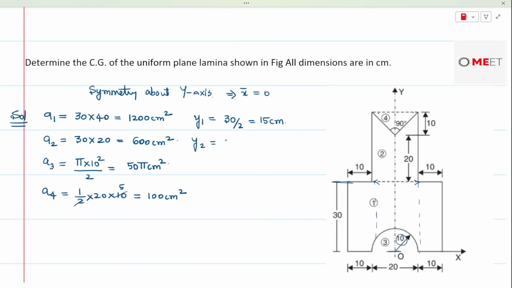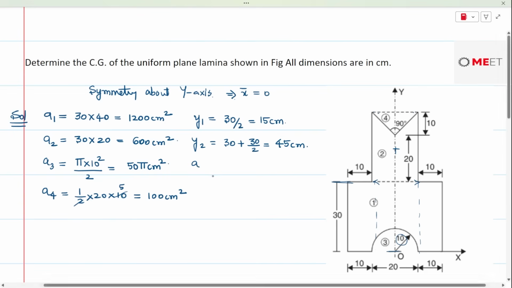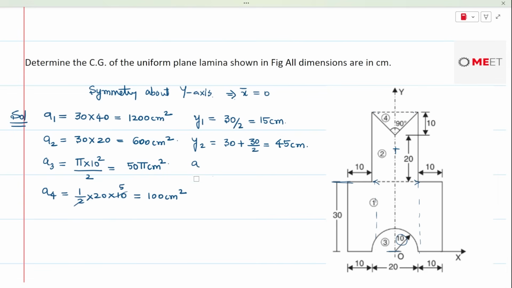So first we need to add the distance, how far it is from the point O. 30 plus the midpoint of area number 2 in the depth direction. So depth is 30, that is 30 plus 30 by 2, which is 45 centimeters. Same way, area number 3 is a semicircle. So for the semicircle, the center of the circle is marked at point O.